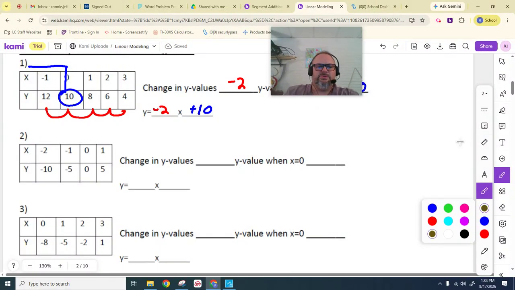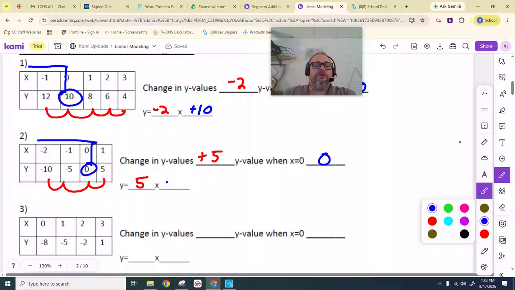All right, number 2. What is happening here? Plus 5. All right, so we go to 0, 0. Now, you could put plus 0 here, or if you left it blank, that's also okay. Is it okay if you just put 0 instead of the plus?